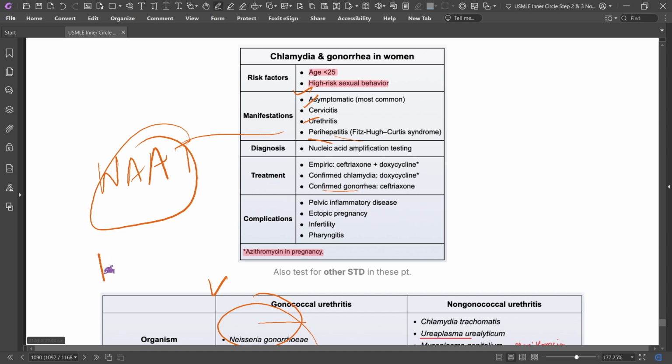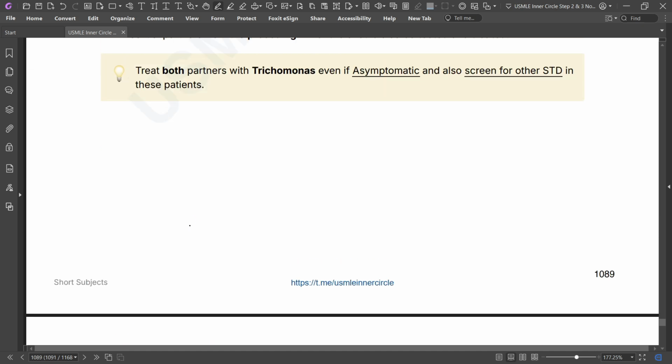The complication of chlamydia and gonorrhea is PIPE: pharyngitis, infertility, PID, ectopic pregnancy. These are the things that can happen.